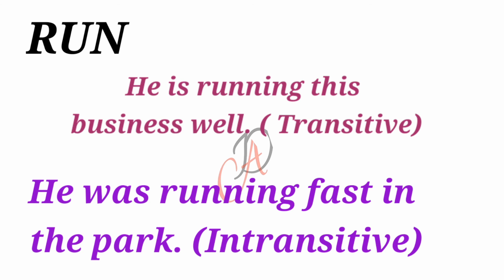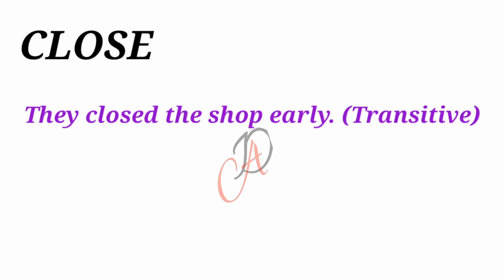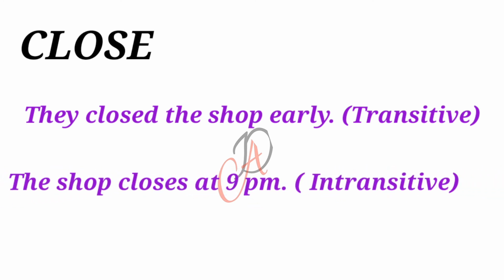Let's see one more example with the verb close. First one, they closed the shop early. Here, closed is a transitive verb because it has an object, and it can be used similarly as an intransitive verb like the shop closes at 9 p.m. Here, closes is an intransitive verb because it does not have any object. Hope this concept is clear, my friends.